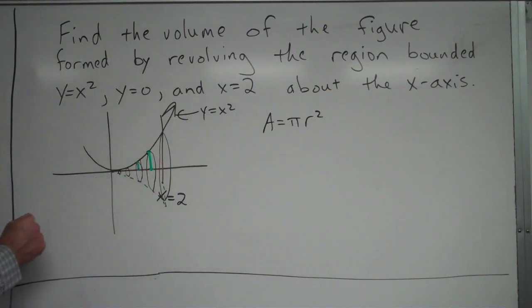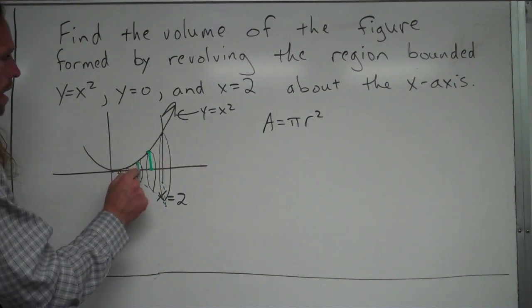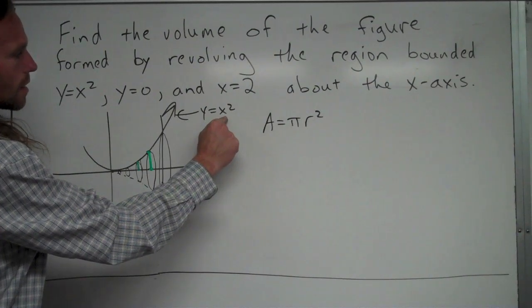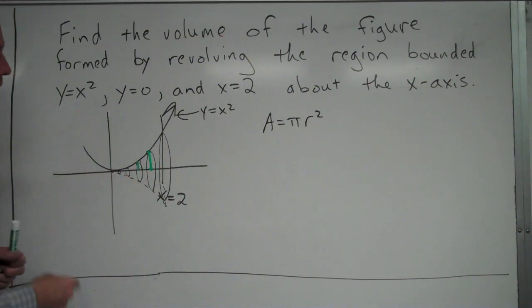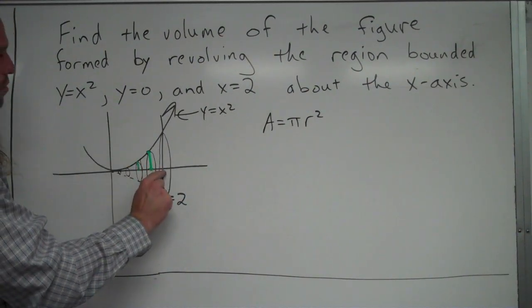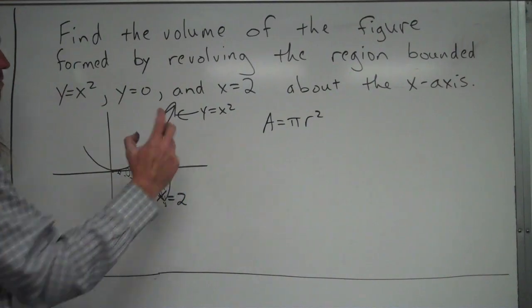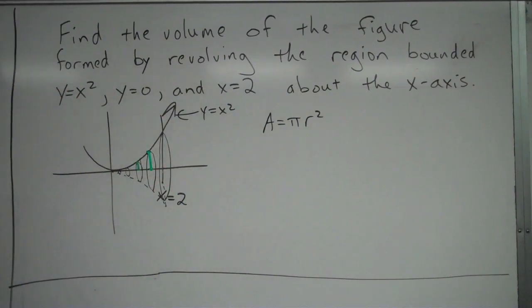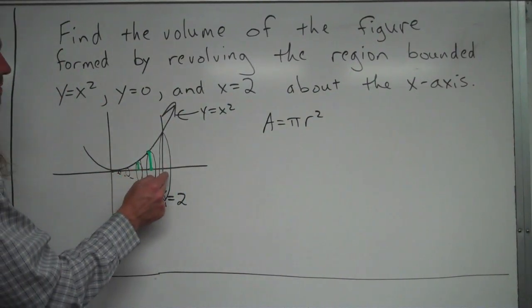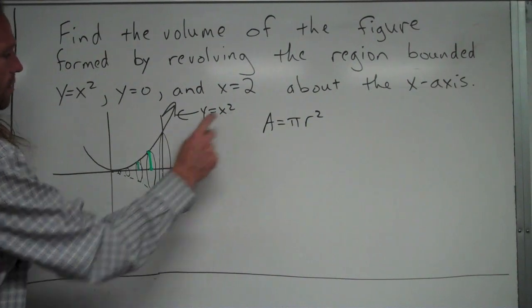So let's just say I wanted to know what the radius was at x equals 1. I would plug 1 in for x in there, and I would get 1. If I wanted to know what the radius is at x equals 2, I would plug 2 in, and the radius at 2 is equal to 4, and so forth and so on. But in general, at any given x value, the radius is just x squared.